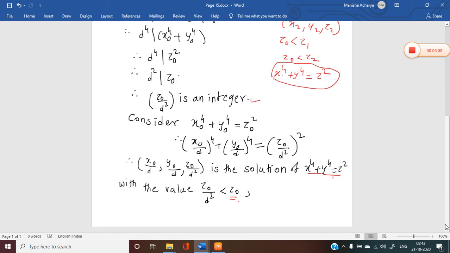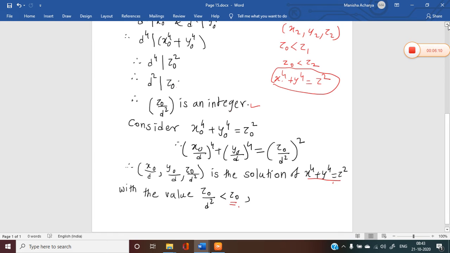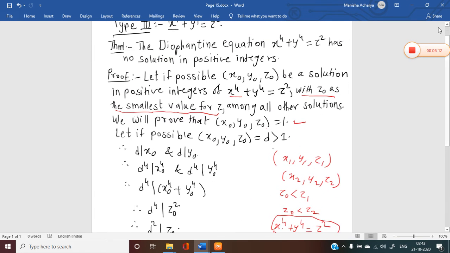So it is a contradiction to our assumption that z0 is the smallest positive value for z among all other solutions. So we arrive at a contradiction. Therefore our assumption that GCD of x0, y0, z0 equal to d greater than 1 is wrong, and therefore the GCD of x0, y0, z0 is equal to 1.